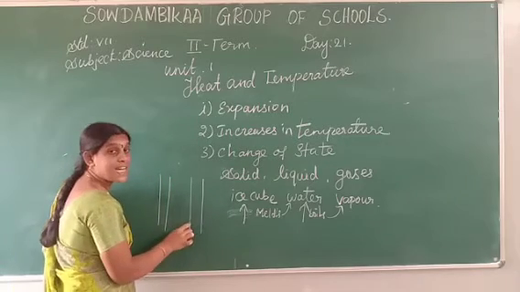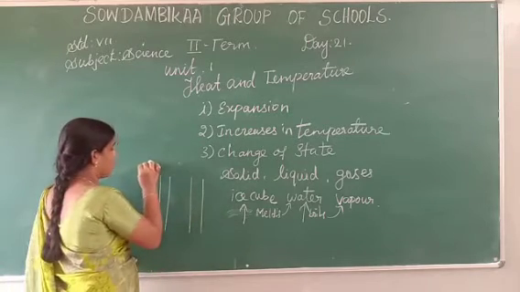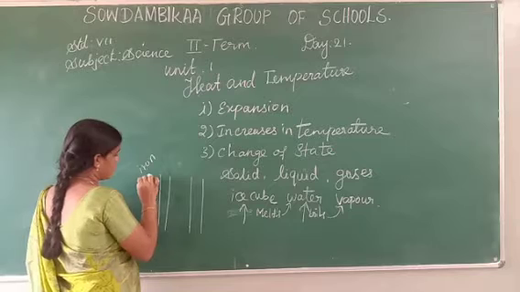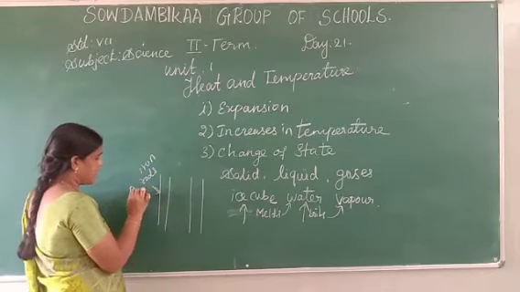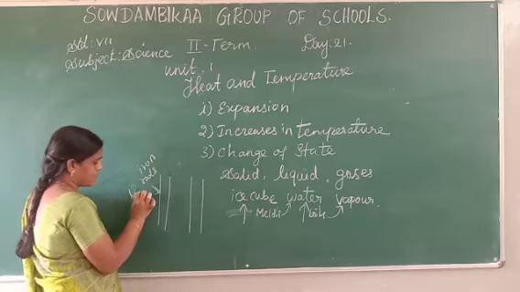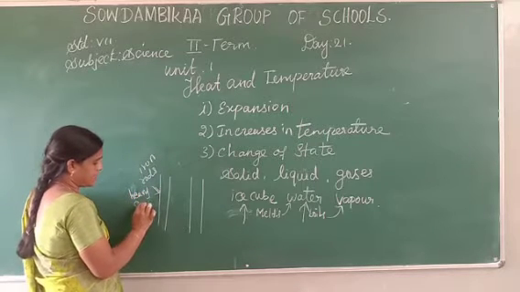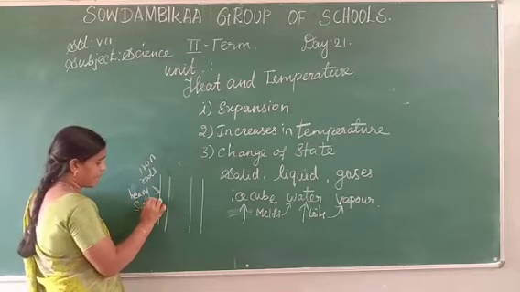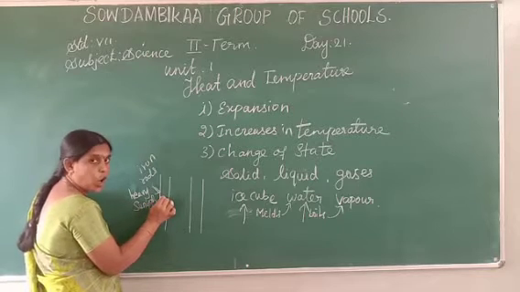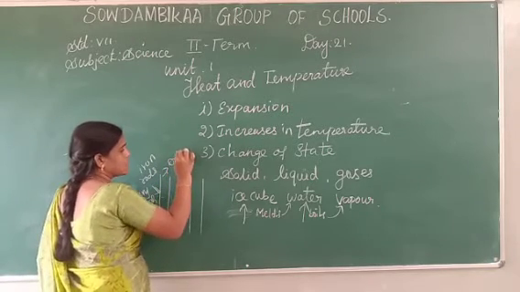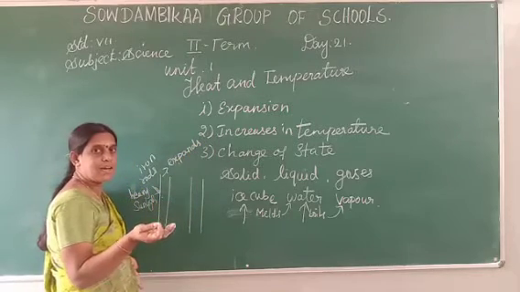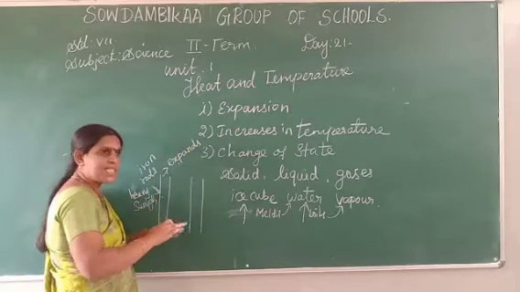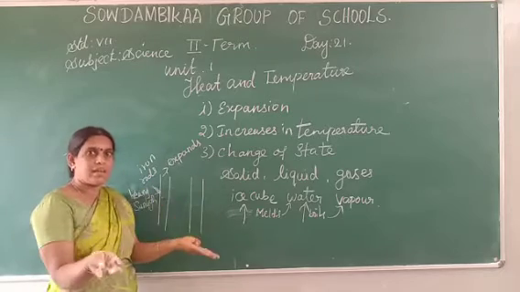The railway track is made up of iron rods. During heavy sunlight, or heavy heat, the iron rod may expand. So what happens? When it expands, it makes a bend.